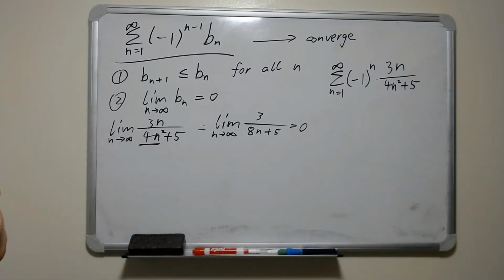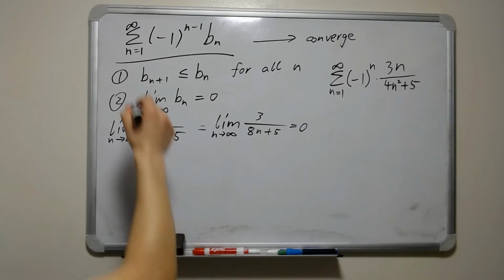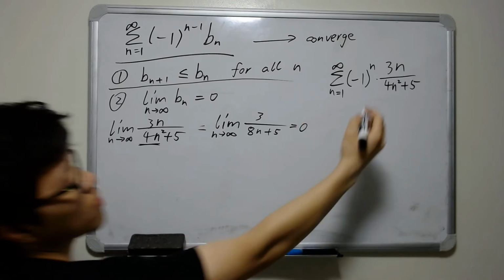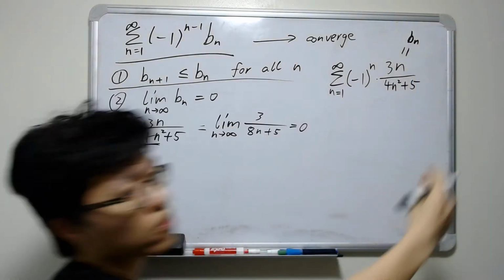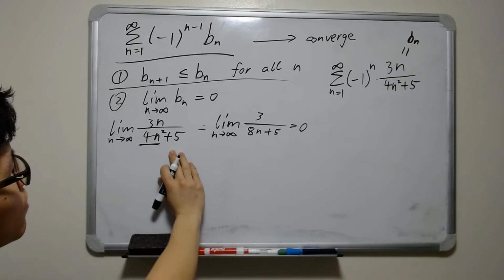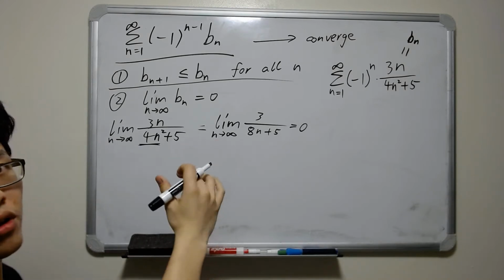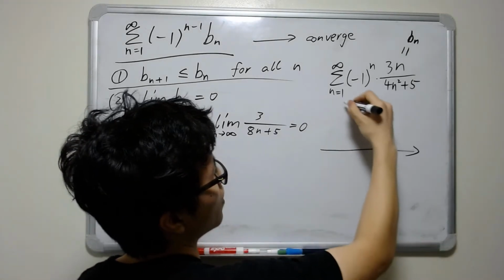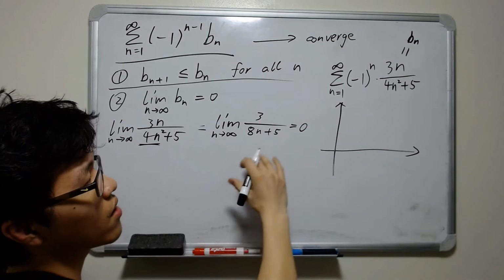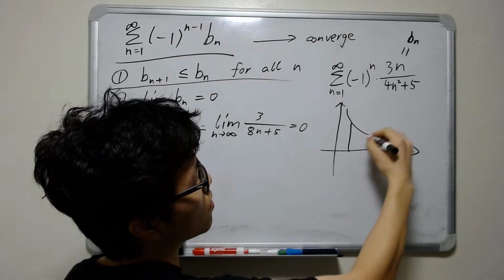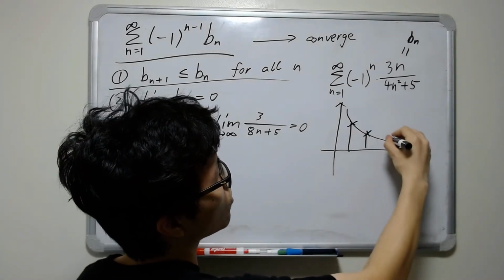But how about the first condition? How do we prove that b_n is always decreasing for any n? Do you remember an example I showed you? The series is like a function that is only defined at the integer points.